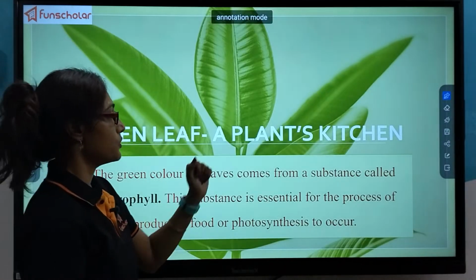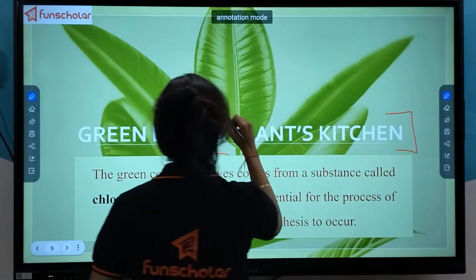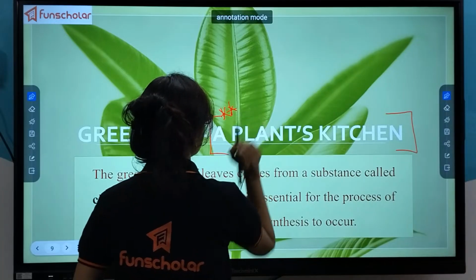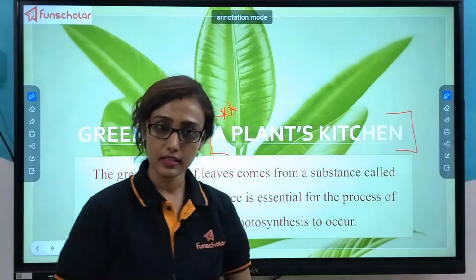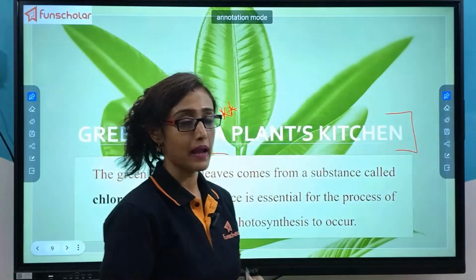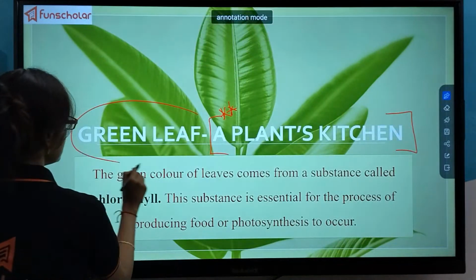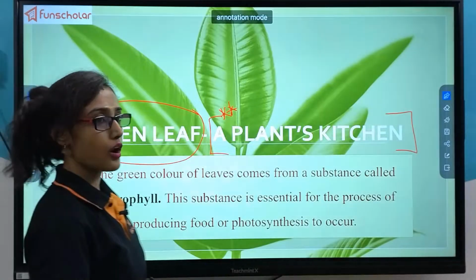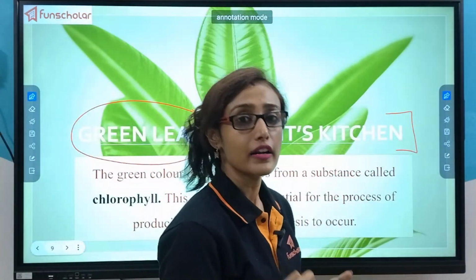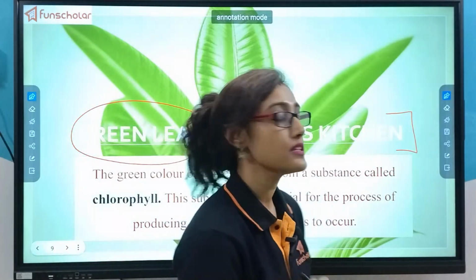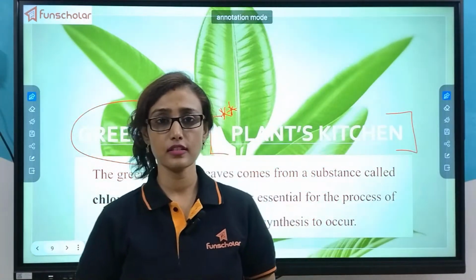Now, green leaves are known as what? A plant's kitchen. This is a very important point. They will ask you the question, why are green leaves the plant's kitchen, or which part of the plant is known as the plant's kitchen. The answer will be green leaf. Why? Because in the green leaves, what occurs? Photosynthesis occurs. And why, ma'am, does photosynthesis occur only in the green leaves?